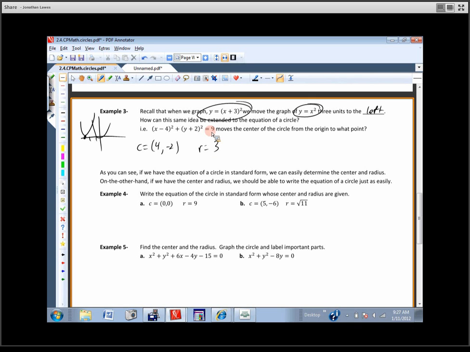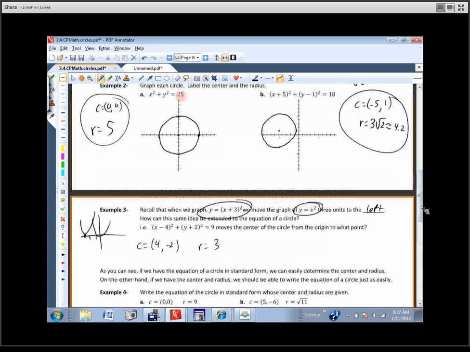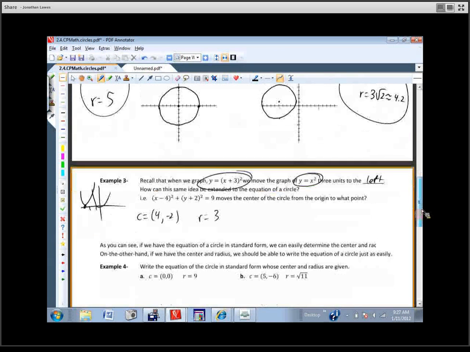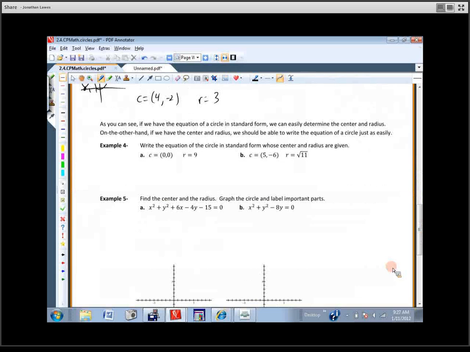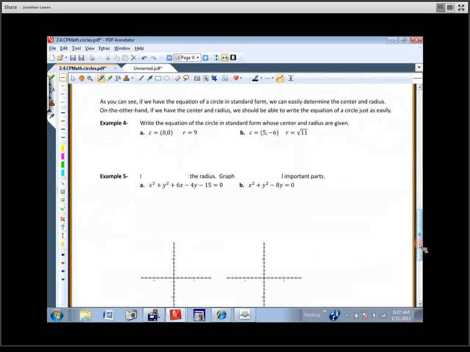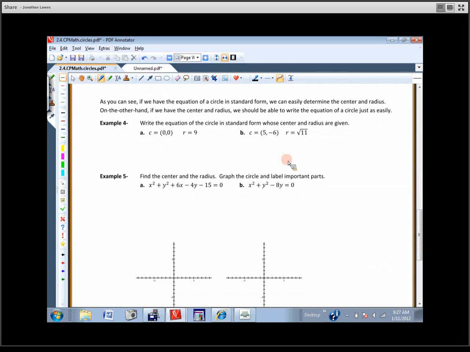So if you're given an equation that's already in that form, it's really easy to look at it and say what the center is, what the radius is, and then graph it. Okay? There are some problems that are a little bit more difficult, so let's take a look at those. We want to write the equation of a circle in standard form whose radius and center are given. So if they give us h and k, if it's centered at the origin, how do I start writing the equation?